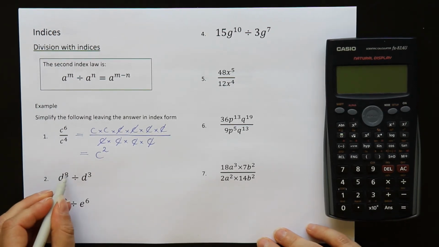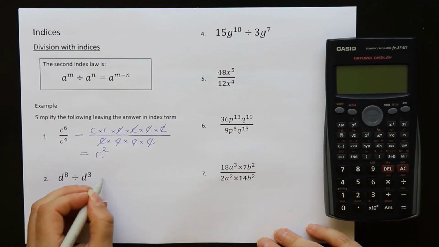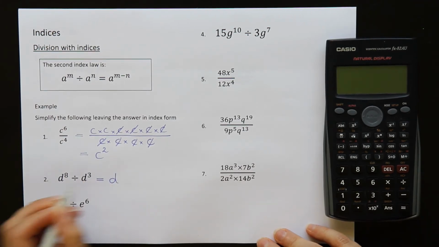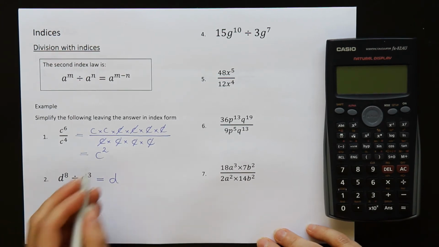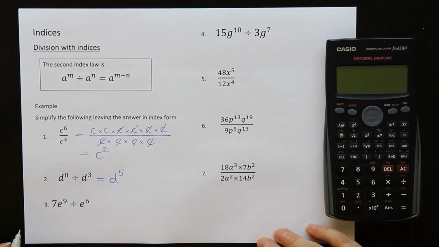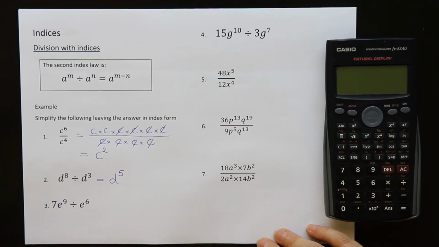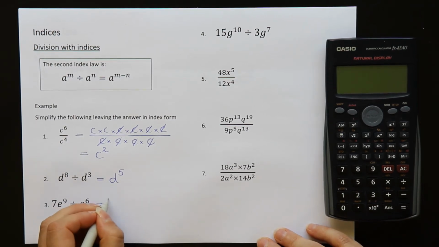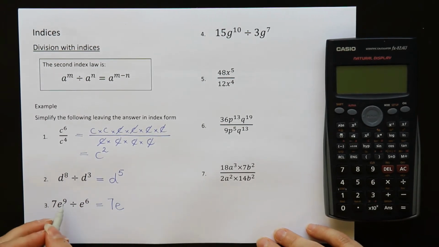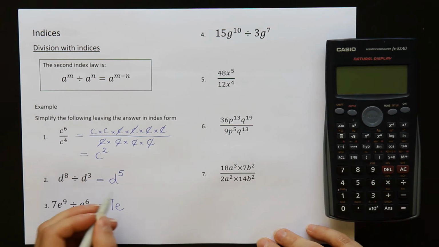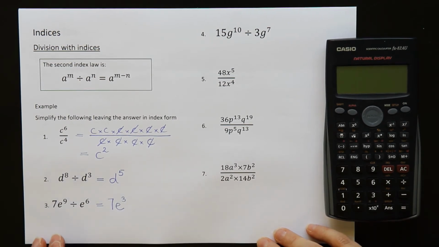So let's use our shortcut from here on in. If I have d to the power of 8 divided by d to the power of 3, d is my base, and all I have to do is subtract the powers. 8 minus 3 is 5. D to the power of 5. Now if there's some numbers in there as well, you would divide the big numbers out the front first. Now this has only got a 7. 7 divided by 1 would still be 7, so it's not actually going to do anything. It's just going to sit out the front. E is the base. 9 minus 6 is 3. So 7e to the power of 3.